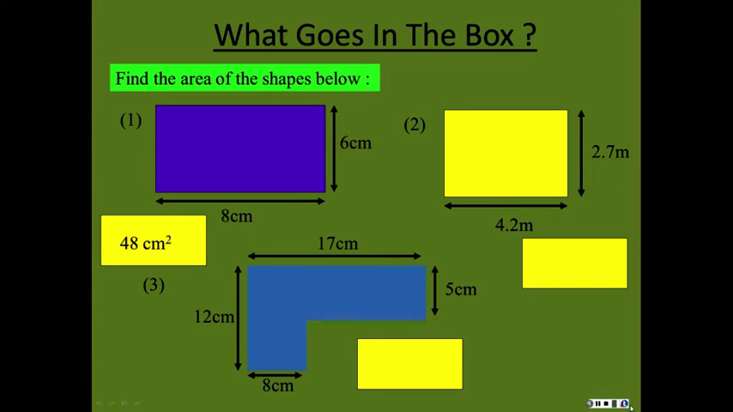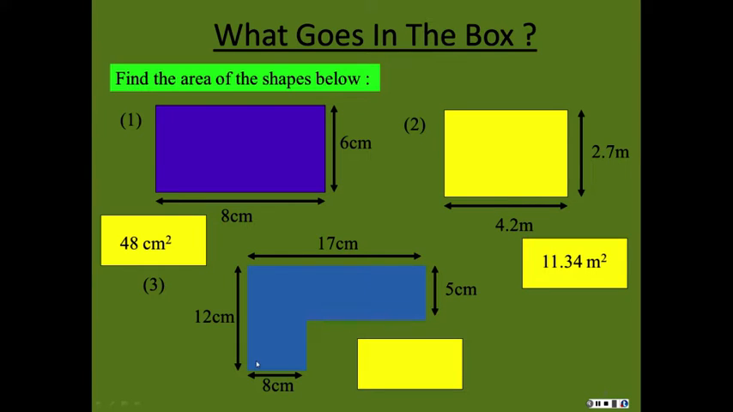Okay, what did you guys get for number 2? On number 2, you got how much? You do 4.2 times 2.7. How much was that? I got 11.34 meters. Did you guys take 4.2 times 2.7?